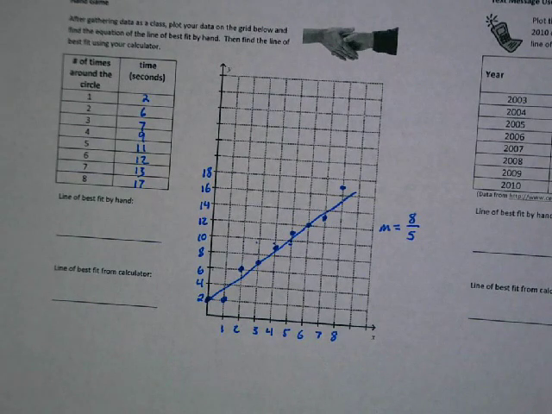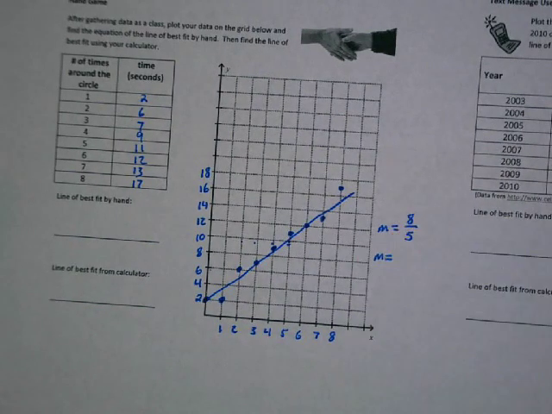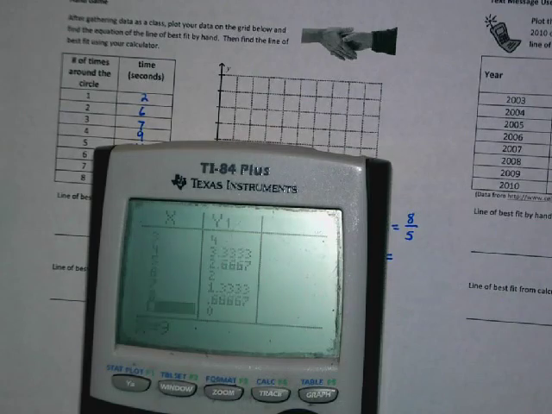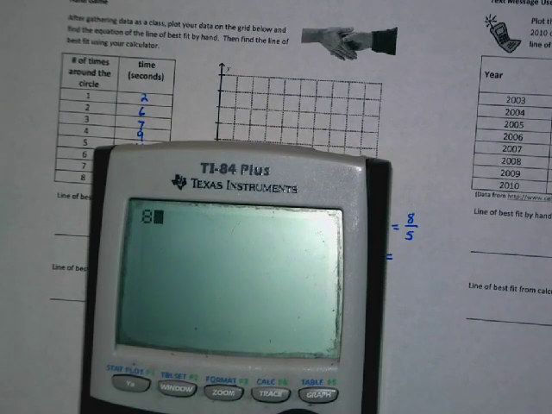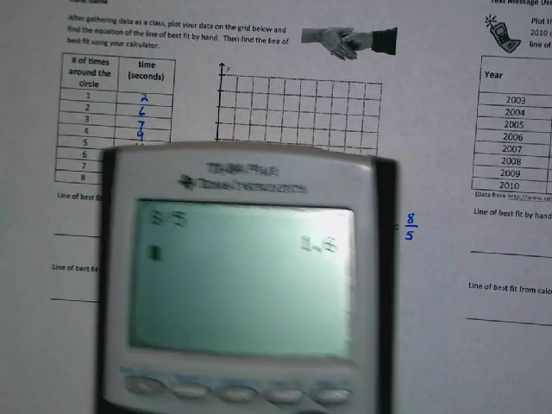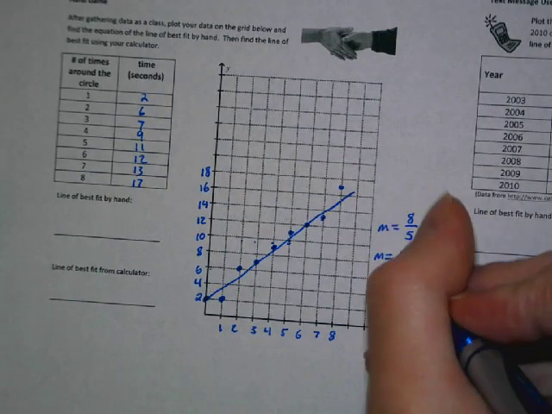Now for the purposes of this, since the calculator is going to turn it into a decimal, I'm okay with you making that a decimal. That way you can compare it. So 8 divided by 5 gives us 1.6. So I'm going to say my slope is 1.6.